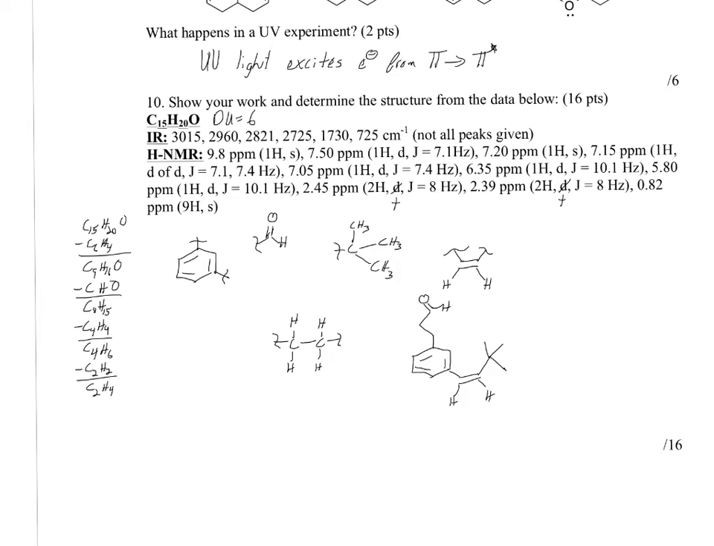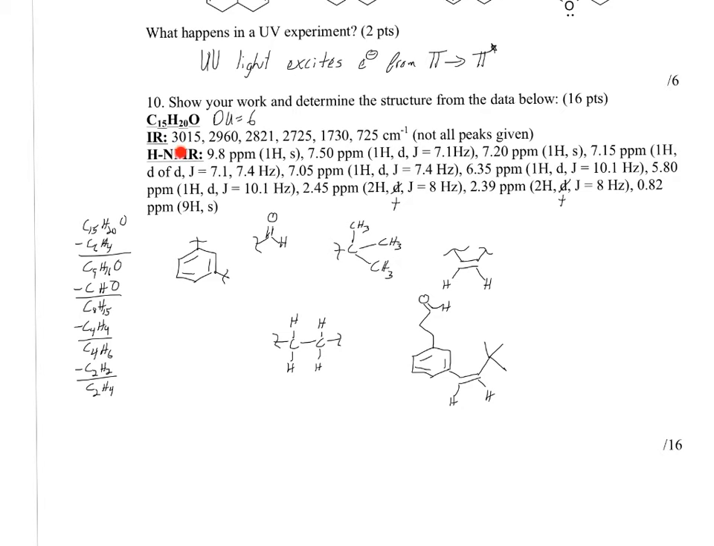Alright, one of our problems: determine the structure from the data below. First thing you have is the molecular formula. You got to figure out degrees of unsaturation. Here it's 6. So that should tell you first, ding, ding, ding, benzene ring. So you should be thinking benzene ring, but you still have 2 degrees of unsaturation left. You got to remember that.